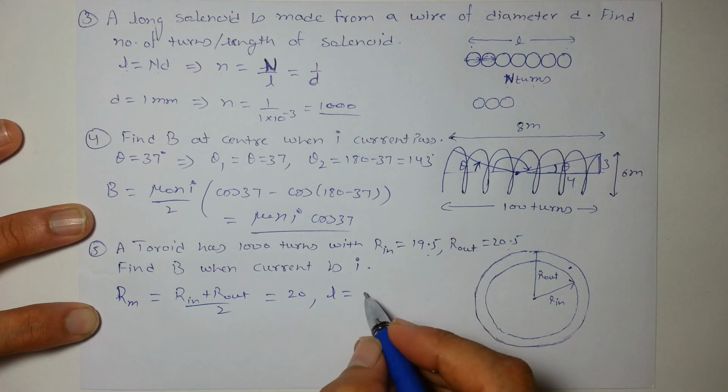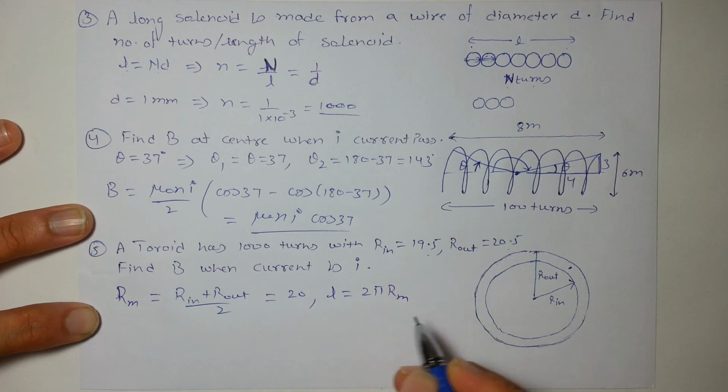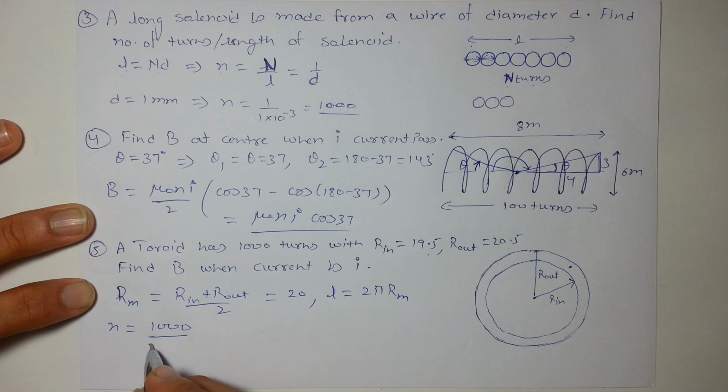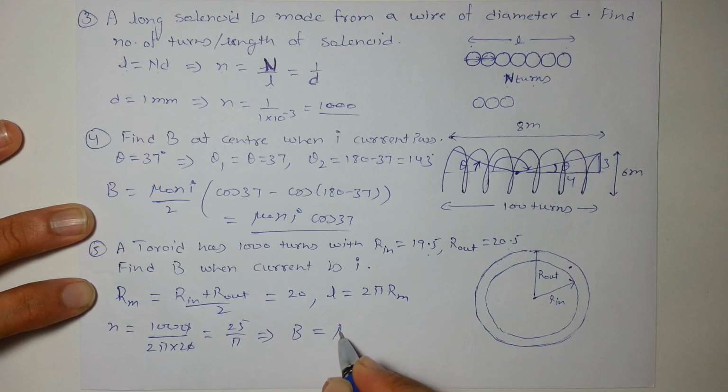और लेंथ आ गई हमारे पास टोटल 2π R मीन. तो हमारे पास नंबर ऑफ टर्न्स पर यूनिट लेंथ भी आ गए. टोटल टर्न्स हमारे पास 1000 और 2π इंटू 20 लेंथ है. तो अगर हम 20 से इसको गायब कर दें, 25 by π turns per meter, and magnetic field will be μ₀ small n I. Can get the expression for 25 by π into I.